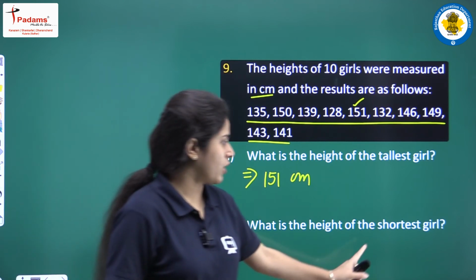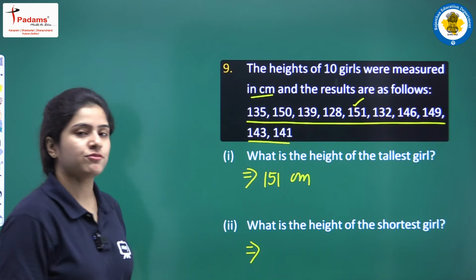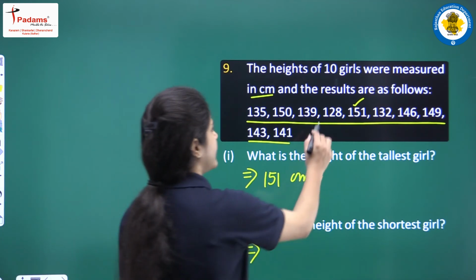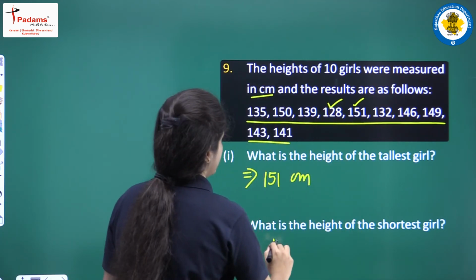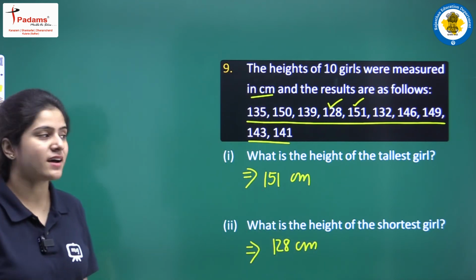What is the height of the shortest girl? Look at the data and tell me the height of the shortest girl. That is 128 centimeters. Alright students, the next part.